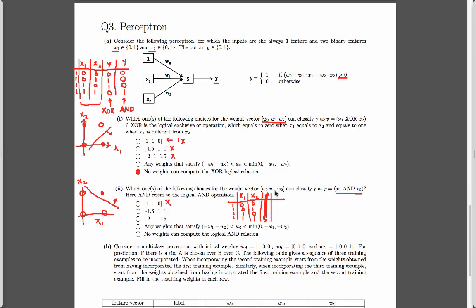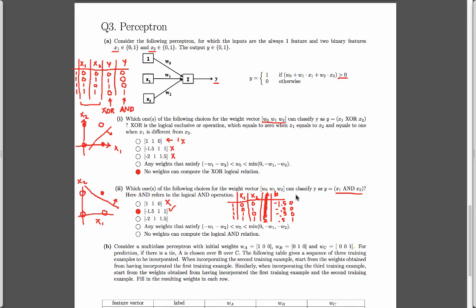So now let's consider B. Let's compute the dot product for each one. We have negative 1.5, 1, and 1. So the first example will be negative 1.5. The second example will be negative 0.5. The third example will also be negative 0.5. And then the last option will be positive 0.5. So in this case, the resulting value of y will be 0, 0, 0, 1. This is exactly what we want for the AND operation. So therefore, this works, and we can select it.